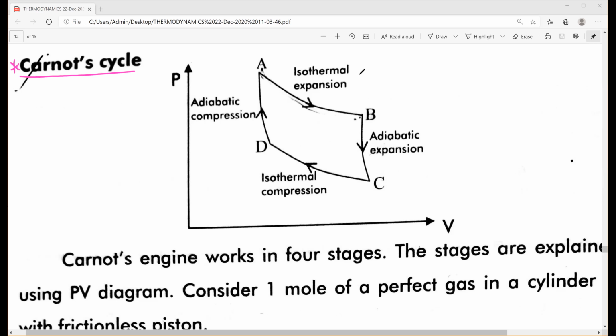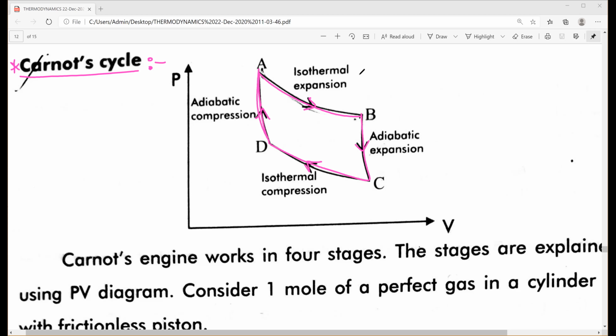In order to explain the Carnot cycle, we are going to draw the graph of pressure versus volume. A to B represents isothermal expansion, B to C represents adiabatic expansion, C to D represents isothermal compression, and D to A represents adiabatic compression. So this becomes one complete cycle.